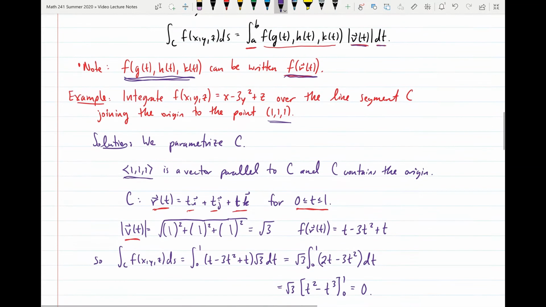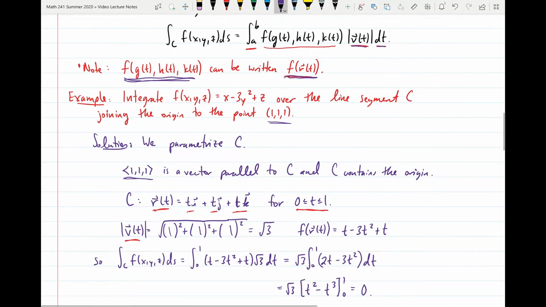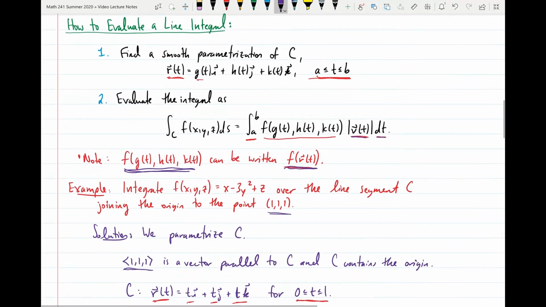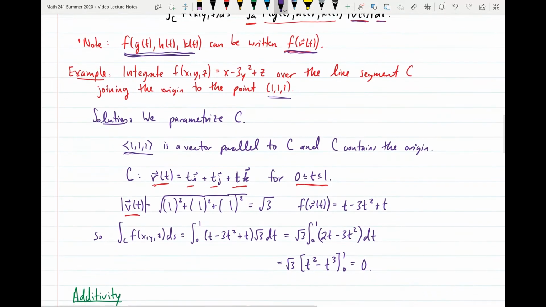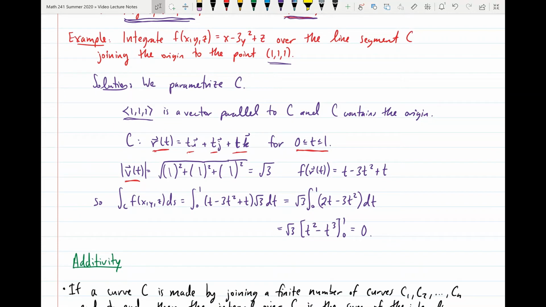Okay, so let's move down to our first example here. Let's say we want to integrate the function f of x, y, z equals x minus 3y squared plus z over the line segment C that joins the origin to the point (1, 1, 1). So again, we use this methodology above. We start off by finding a parameterization for the line segment C. But we did that in chapter 12. So we found parameterizations for line segments.